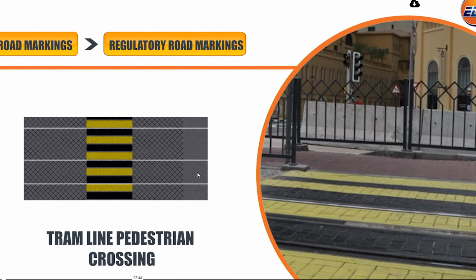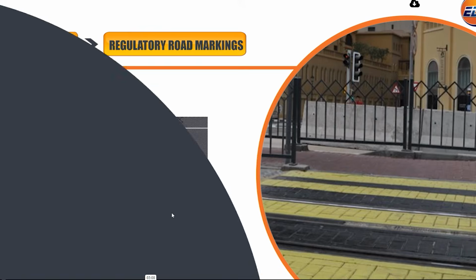Tramline pedestrian crossing. Tramline pedestrian crossings are marked with thick black and yellow lines across the tram tracks to make it visible to the pedestrian. Moreover, they are controlled by traffic signals. Pedestrians must observe pedestrian signal to cross the line safely.